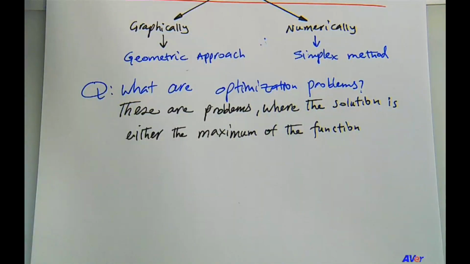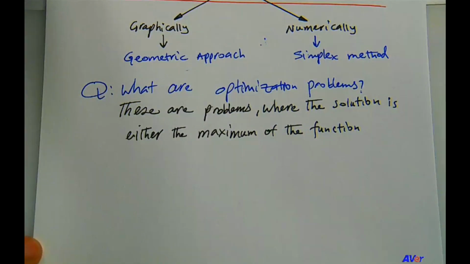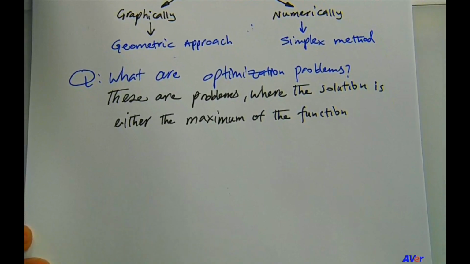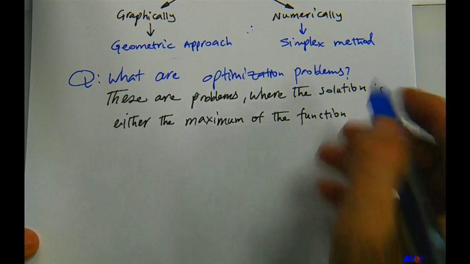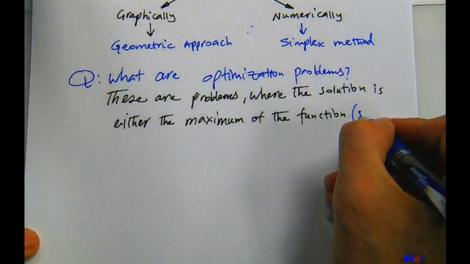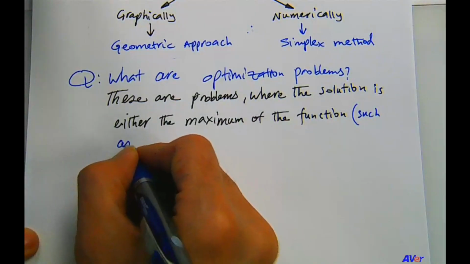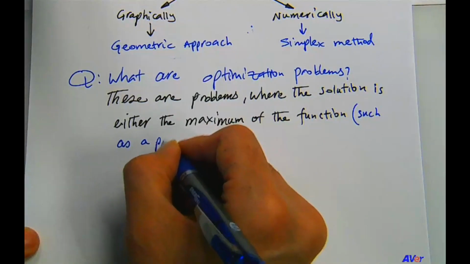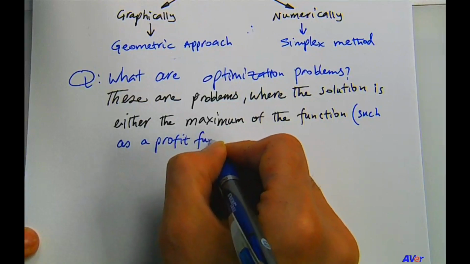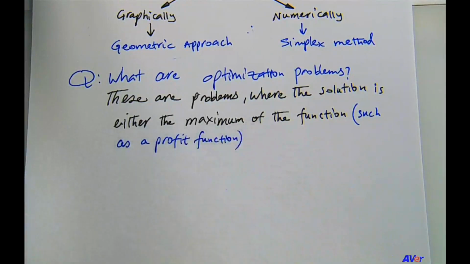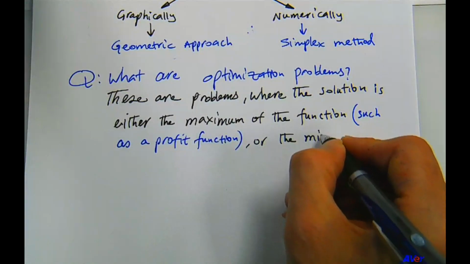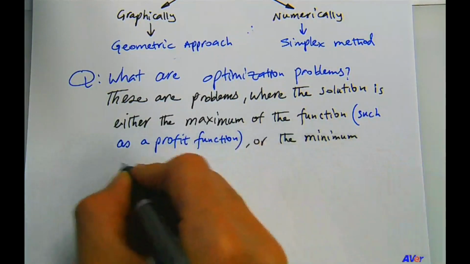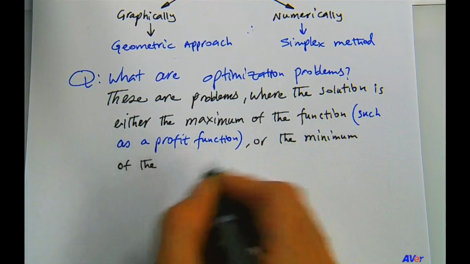So where do we want to maximize a function? Well, if you have a profit function in business, you commonly have a profit function, you want to maximize it, right? So let's say that, such as a profit function. Either the maximum of the function or the minimum of the function.